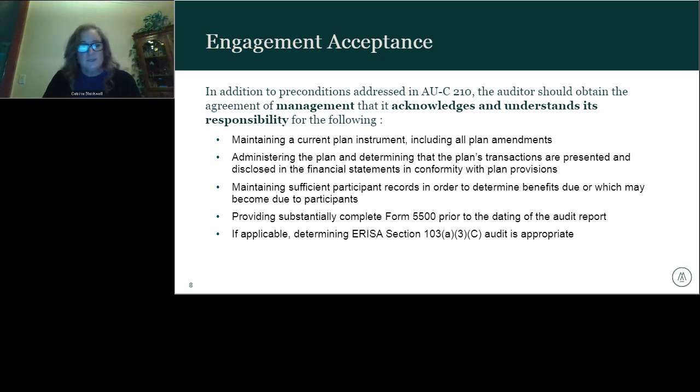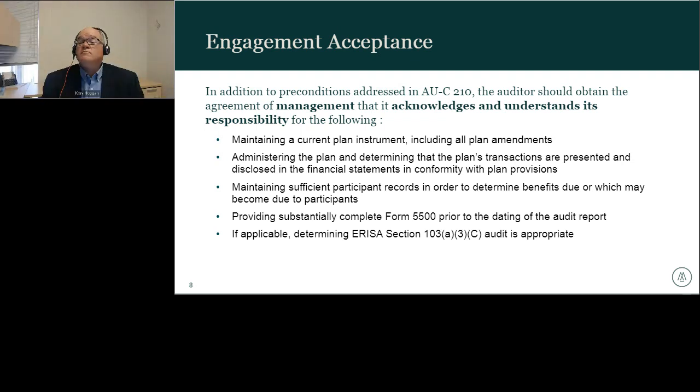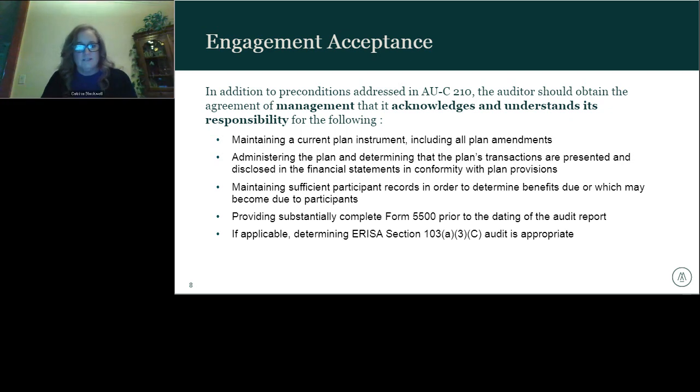Also, for maintaining sufficient participant records in order to determine which benefits are due or will become due to participants. Now, I know that a lot of these things are outsourced, but management has to understand and acknowledge that they do have ultimate responsibility for these things. Also, acknowledging responsibility for providing a substantially complete Form 5500 before the audit report can be dated or issued. And if you're performing a Section 103 audit, which was formerly known as a limited scope, management will need to determine that that type of audit is appropriate under the circumstances. And we'll talk more about this a little bit later.